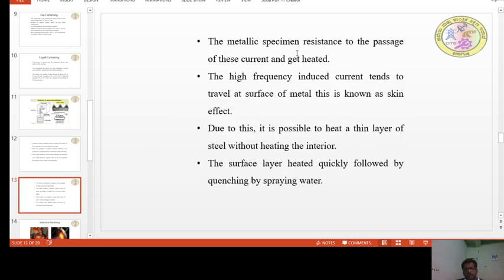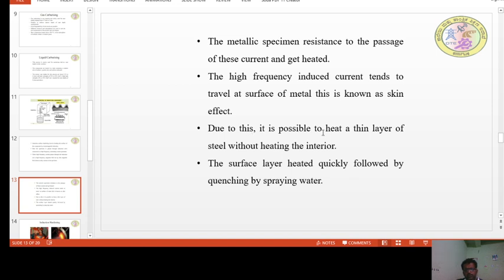The metallic specimen resists the passage of this current and gets heated. When the surface of the metal shows a resistance to the flow of current, naturally it gets heated. The high frequency induced current tends to travel at the surface of the metal. This is known as the skin effect. So the interesting point is that the heating will not enter into the depth of the material, whereas it spreads across the surface of the material, and that is called the skin effect.